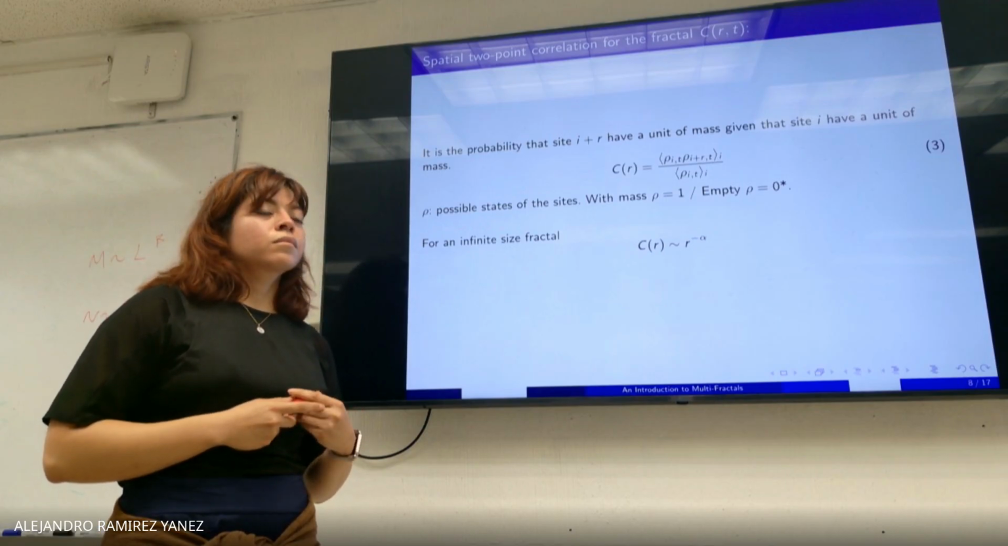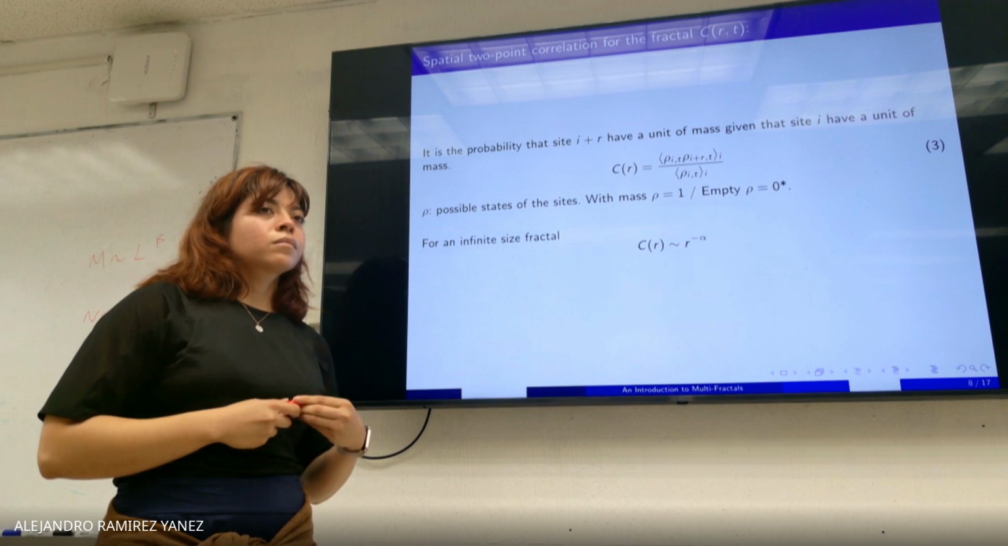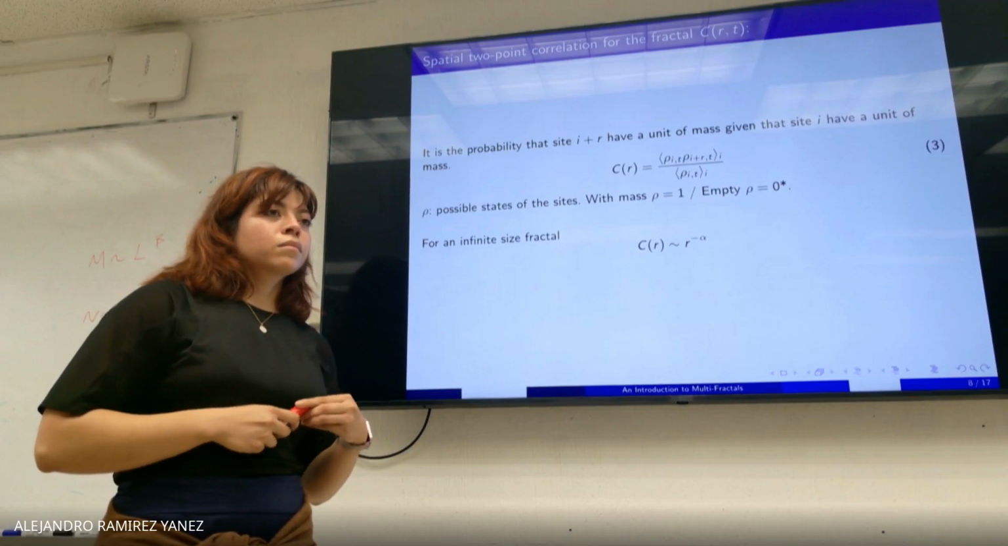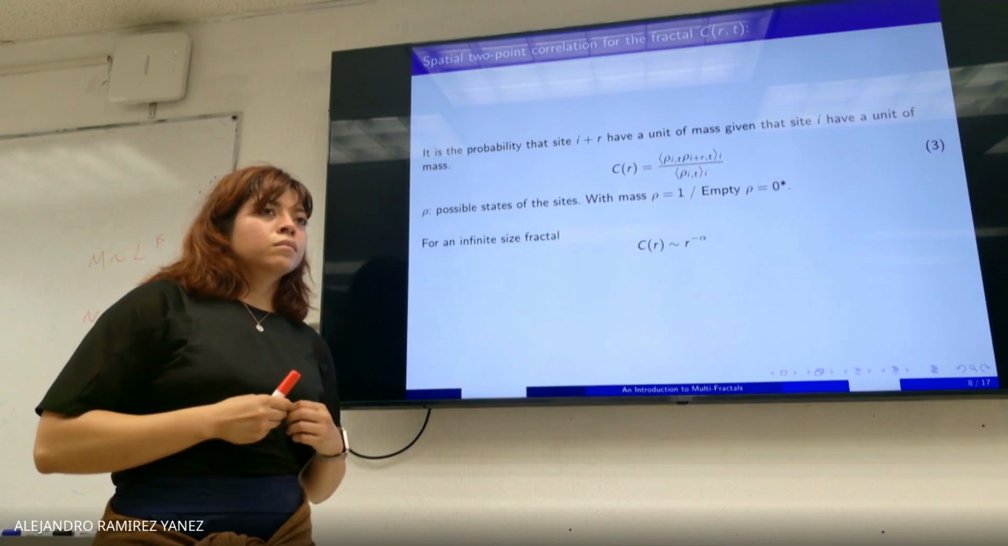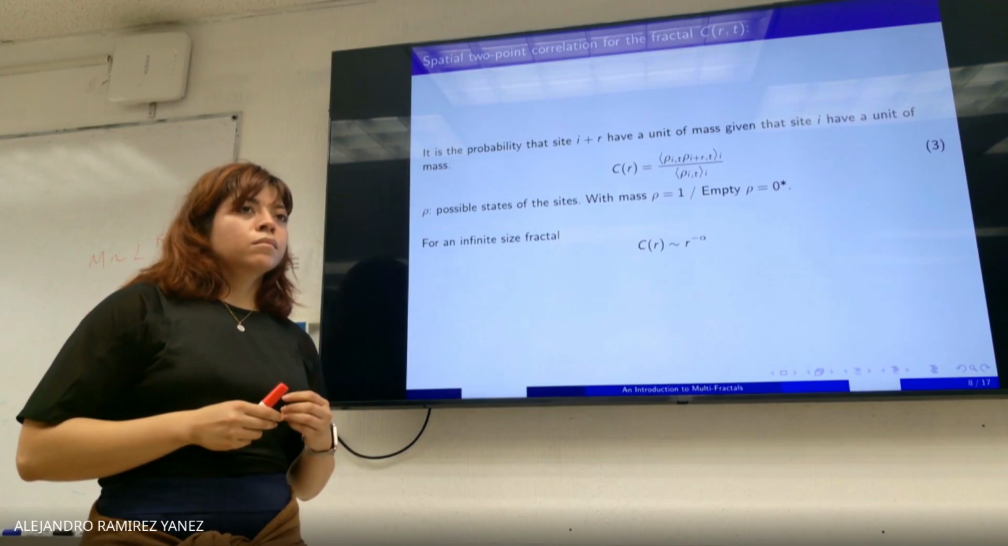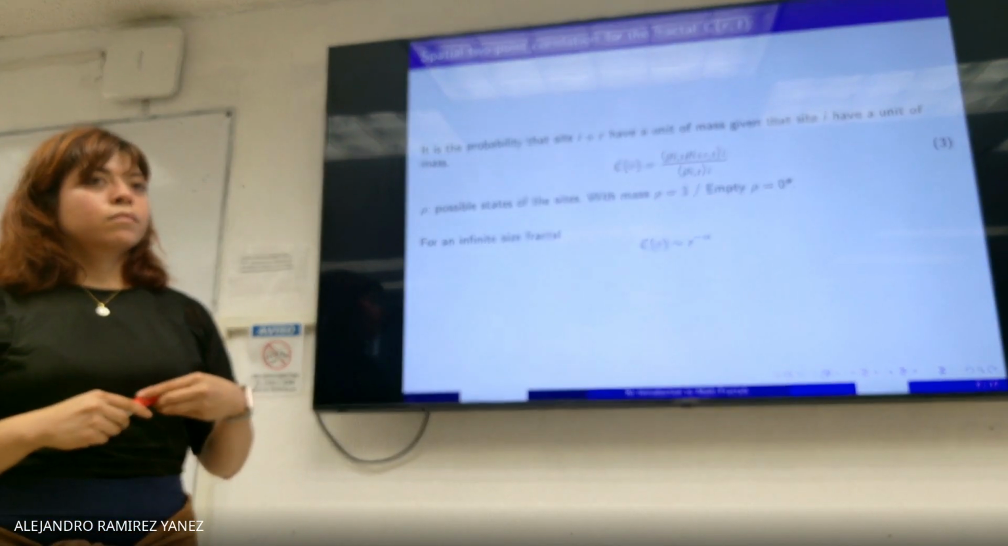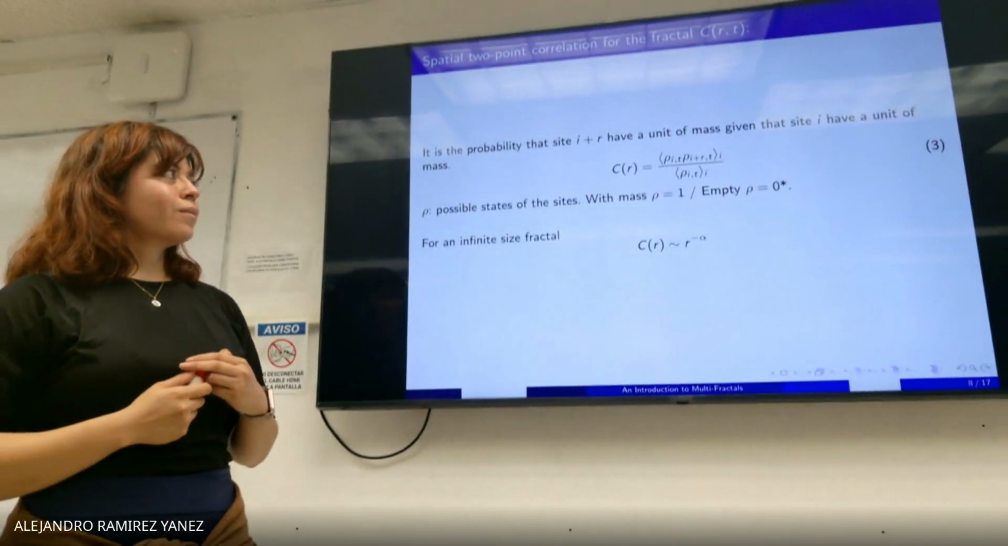And that's why the dimension goes to 0. Topological dimension? No. I mean, a countable set of points also has dimensions. Oh yes, that can happen. Yes, the Cantor set is uncountable. Okay.